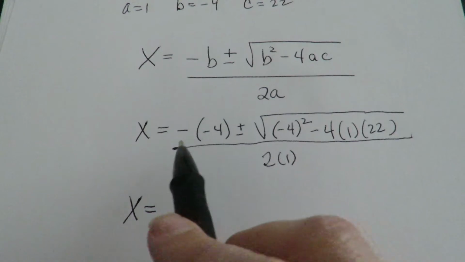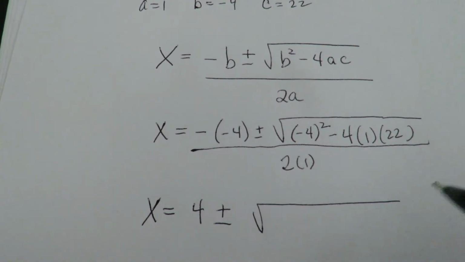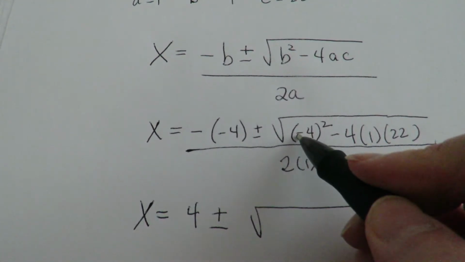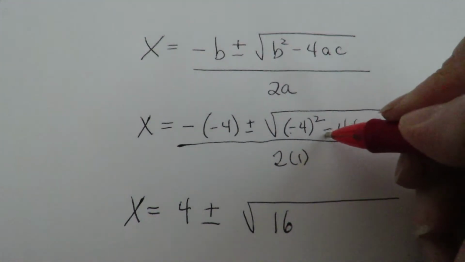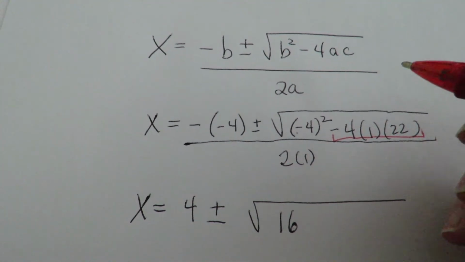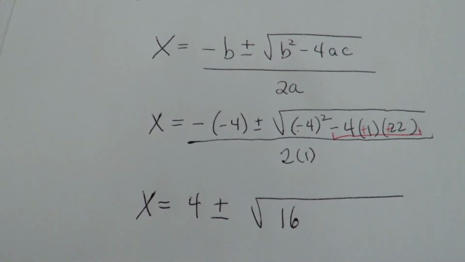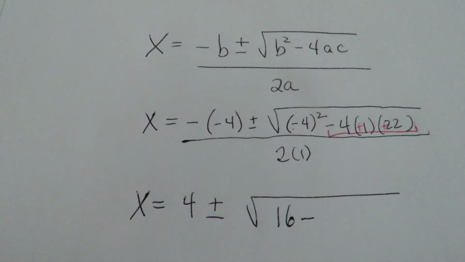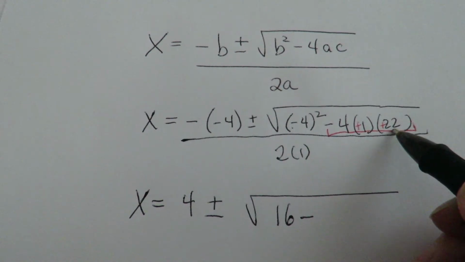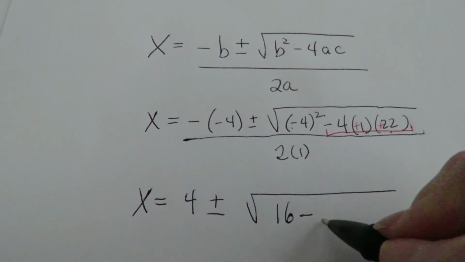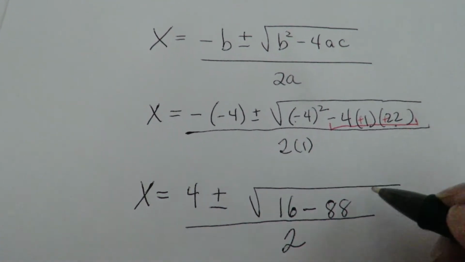In the front here we have a double negative, so I'm going to make that positive. Here we're squaring the 4 and the negative, so that becomes positive 16. I'm going to show you the way I did it before. I do the plus or minus first. So you've got a negative times a positive times a positive, so overall that's negative in terms of the sign. And then 4 times 1 is 4, times 22 is 88. All over 2.